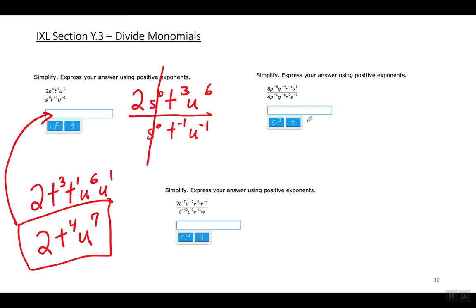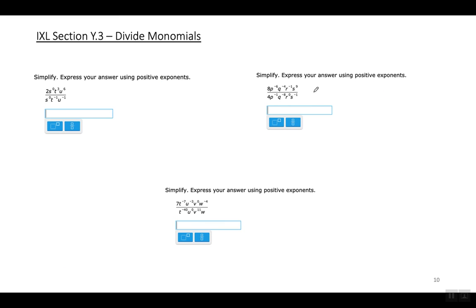All right. Now let's look at this one. I got 8p to the negative 6th power. Actually, to save space, let me rewrite it without the negative exponents, all right? So p to the 1st power on the top and p to the 6th power on the bottom.